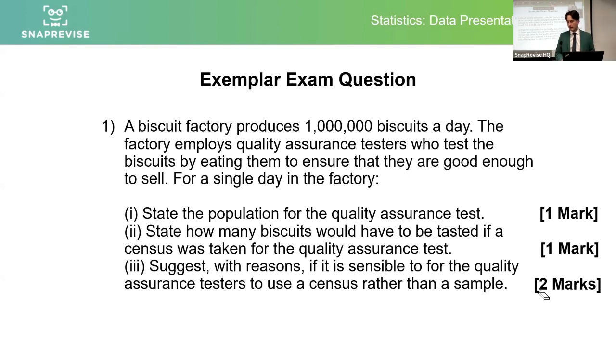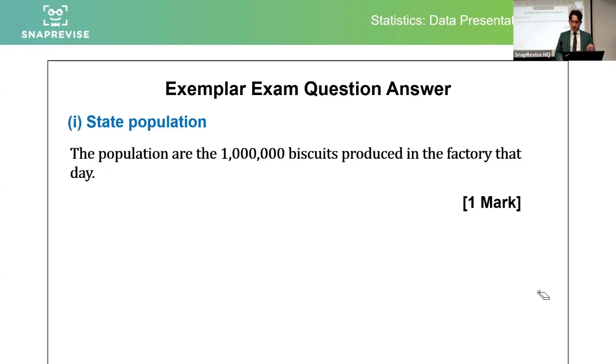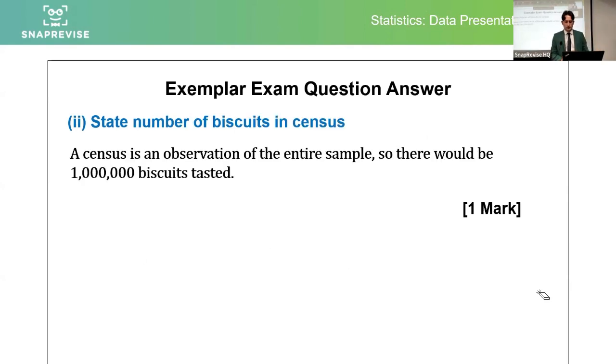I've kind of given it away already a little bit, but a couple of marks, very precise, and we've just got to make sure we're clear with this. So the population is the 1 million biscuits. They're the items in our population. That's what we're dealing with. A census would be each of the 1 million biscuits being sampled, so tasting them all.